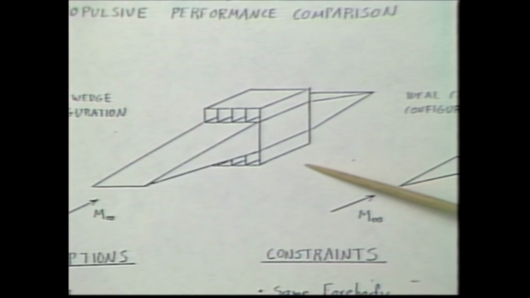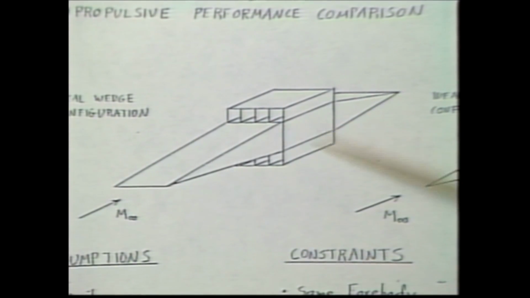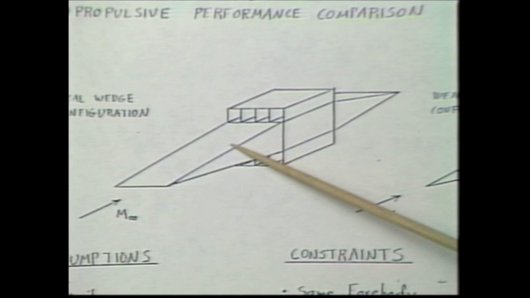This was a little analytical study I did quite a while ago. Wedges versus cones. Is there some inherent performance benefit of one over the other? So I looked at two different flying engines here, a wedge flying engine and a cone. There's nothing but propulsion system here. Forebodies are part of the inlet, and the aft part's part of the nozzle.